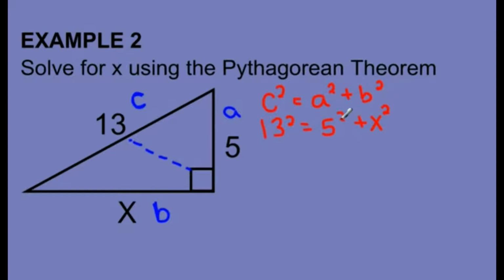Okay, so I need to move everything over except the x. We want x by itself. So if I wanted to move that 5 squared over to the other side, I can assume this is plus 5 squared. So when I move it over, I'm going to end up with minus 5 squared. That's going to get rid of that. Now I have 13 squared, which I know is 169, minus 25 is going to give me x squared.